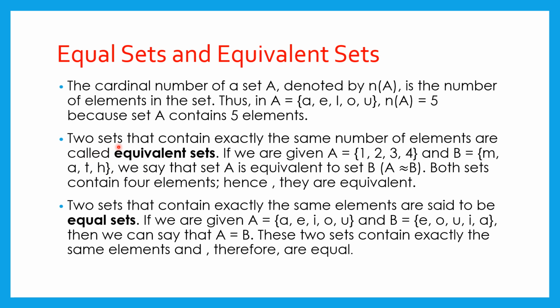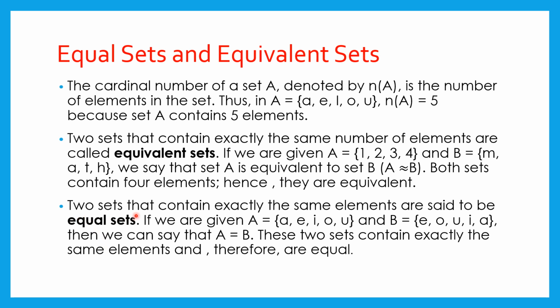Two sets that contain exactly the same number of elements are called equivalent sets. If we are given set A with elements 1, 2, 3, and 4, and set B with elements M, A, T, H, we say that set A is equivalent to set B. This is the symbol for equivalence. Both sets contain 4 elements, hence they are equivalent.